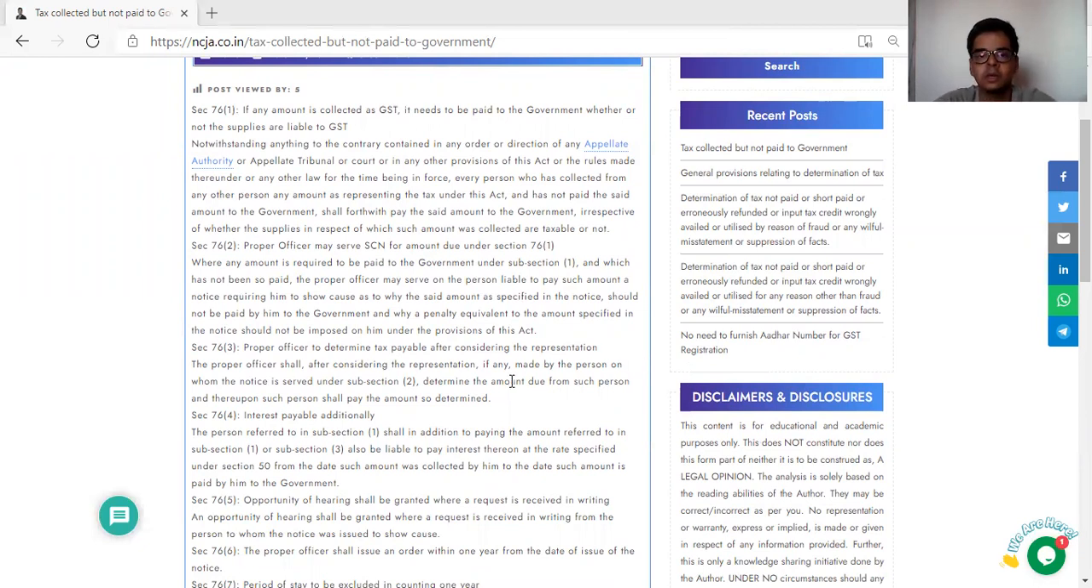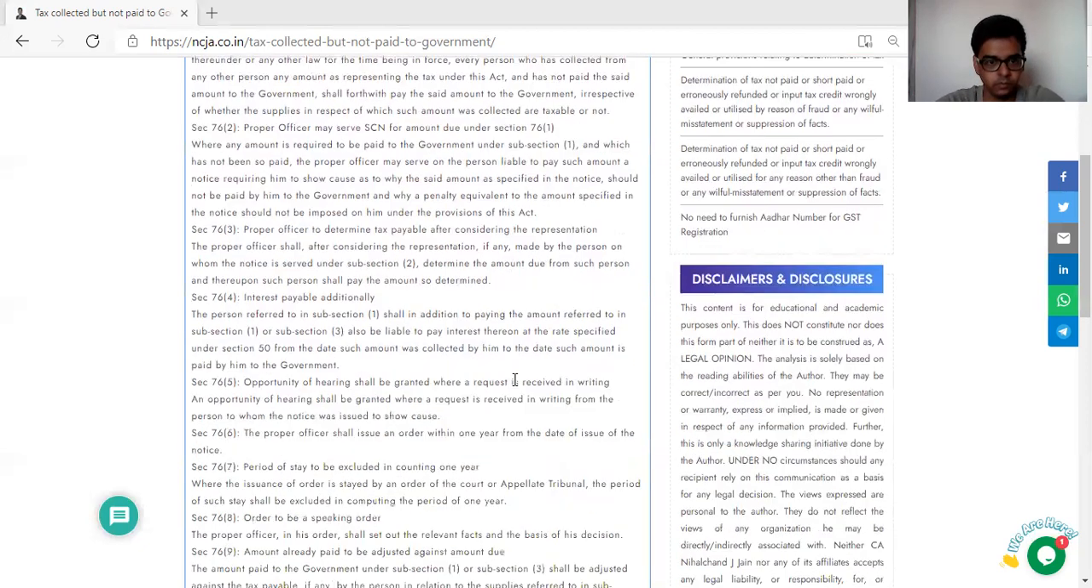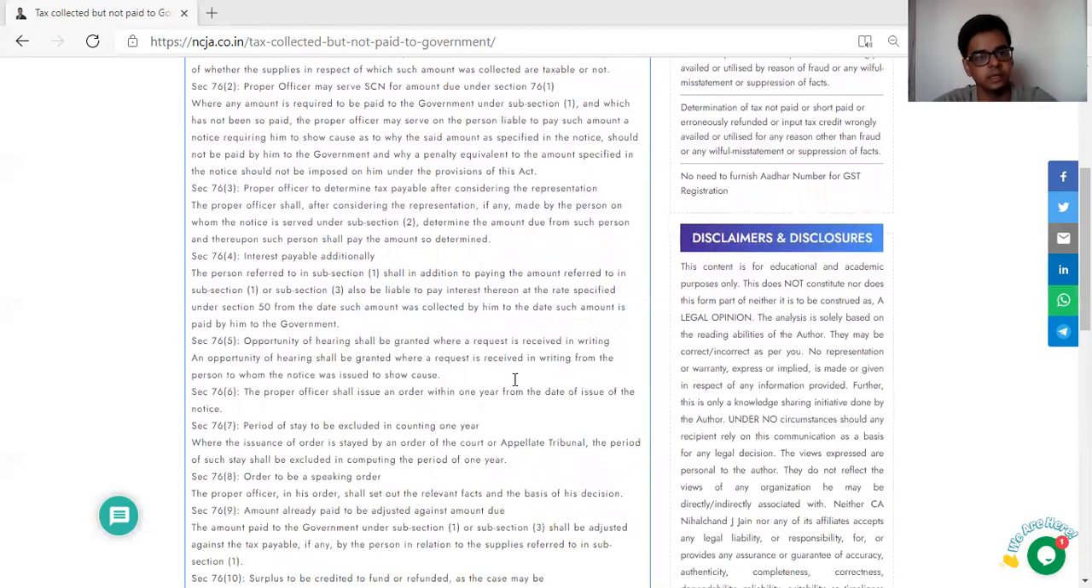Now please note, interest is just like a thing that comes along with the demand naturally, which means if any amount of tax is due, interest is payable additionally. Now, whether it is specified or it is not specified, interest has to be paid additionally.